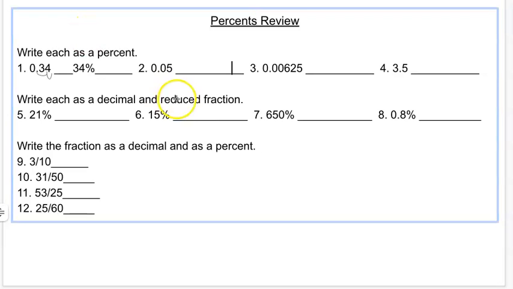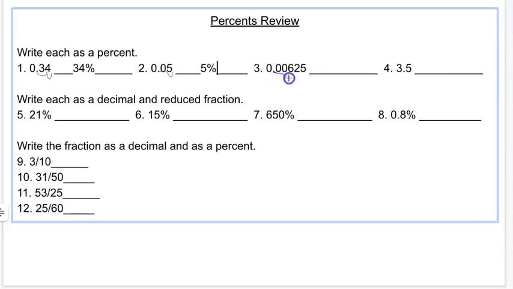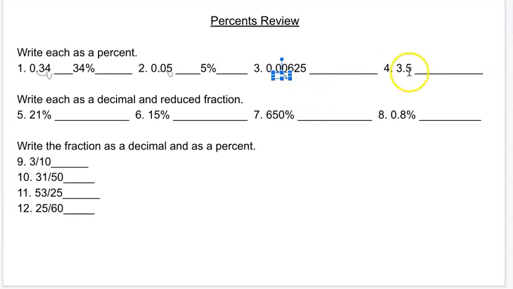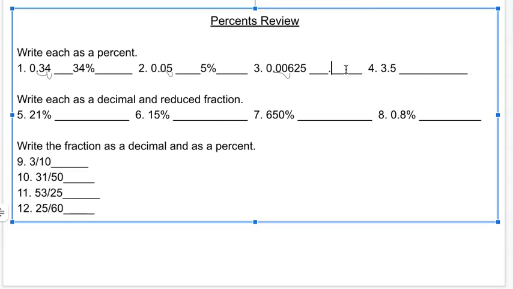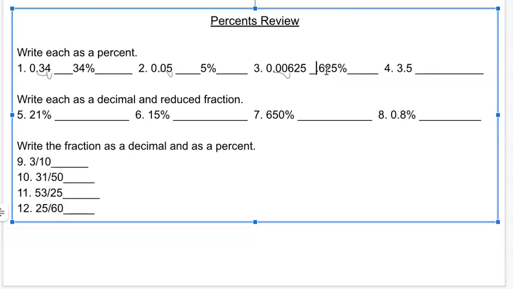Same thing. Let's move the decimal 1, 2, and that would be 5%. Move the decimal over 1, 2. Sorry, that's hard. And this would be 0.625%. And it's proper to, before the decimal, put a 0 as well. And then on this one, it's 1, 2. And when there's no digit up there, you add a 0 as a placeholder. So it's 350%.